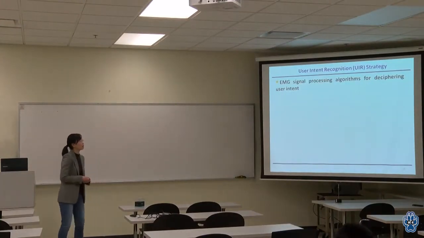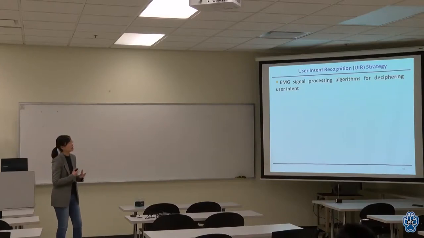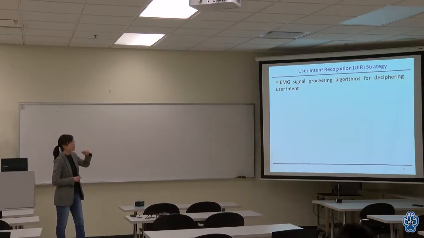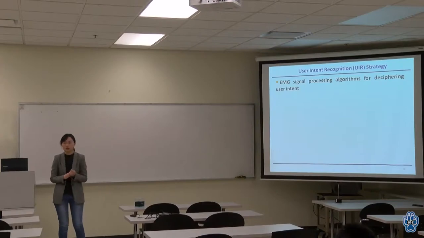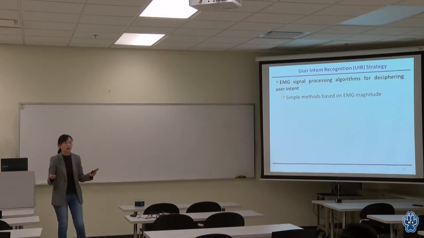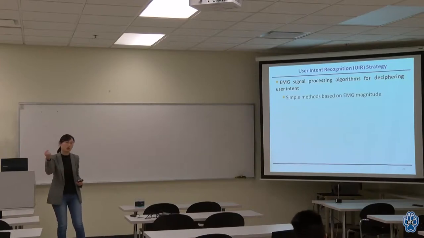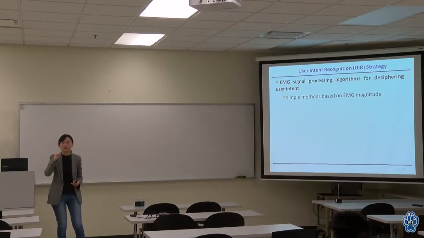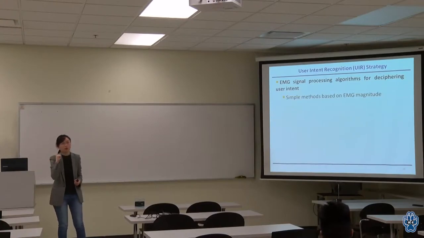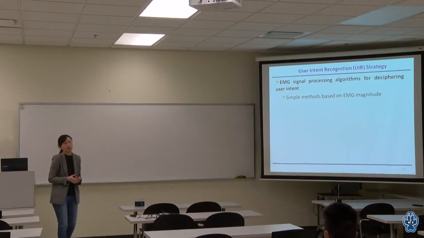In order to identify the user's intended motions, there are many different EMG signal processing algorithms developed for this purpose. Today I'm just going to introduce two basic categories. One is very simple methods based on EMG magnitude. We just look at the magnitude of the EMG signal. For example, if you make a fist, depending on the contraction level of the muscle, the magnitude of the EMG signal will be different.